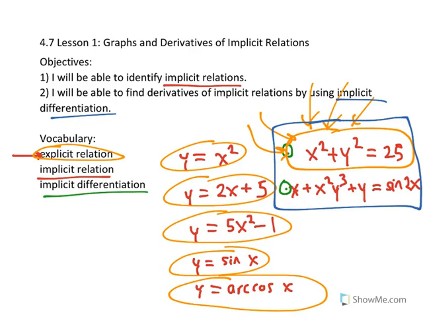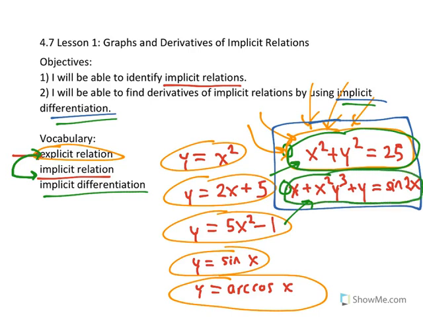In today's lesson, we understood the difference between explicit relations and implicit relations, and we learned a procedure called implicit differentiation that allows us to find dy dx for relations that are defined implicitly, such as x squared plus y squared is equal to 25, and we did 2 other examples after that. And in lesson 2, we'll look at 2 additional examples for using implicit differentiation to find derivatives of implicit relations.